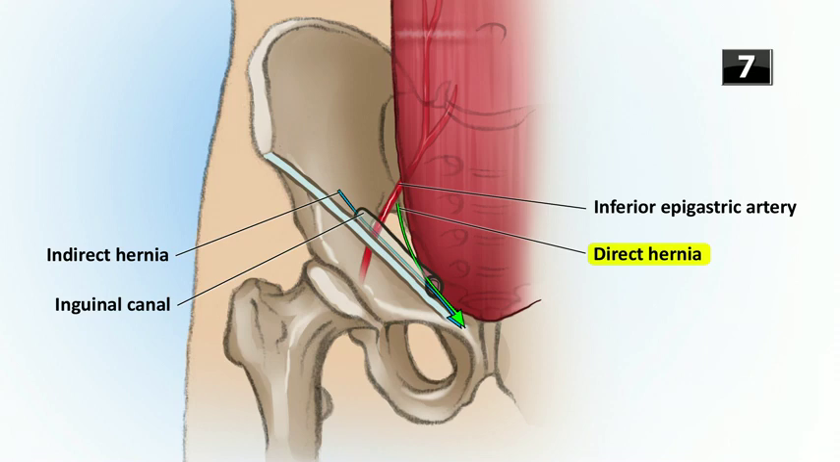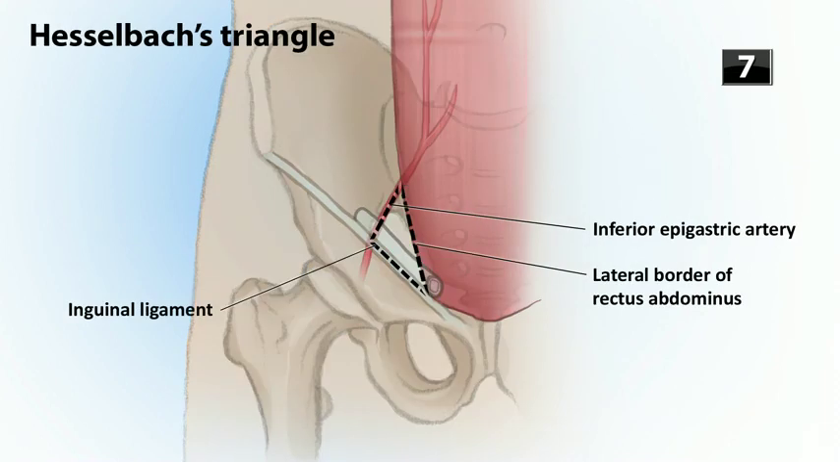It begins its protrusion medial to the inferior epigastric vessels, while the indirect hernia begins its protrusion lateral to the inferior epigastric vessels. Now, what structures form Hasselbeck's triangle? Remember, this is the inferior epigastric artery, the lateral border of the rectus abdominis muscle, and inguinal ligament as well.